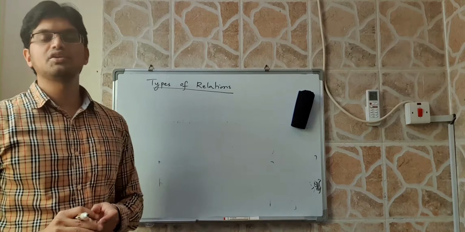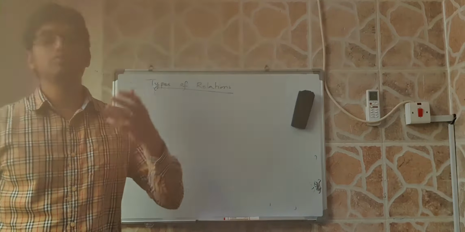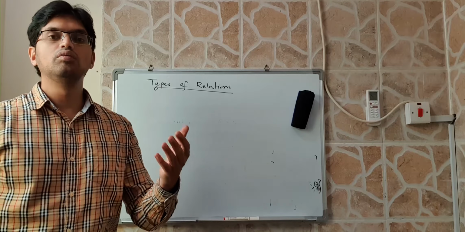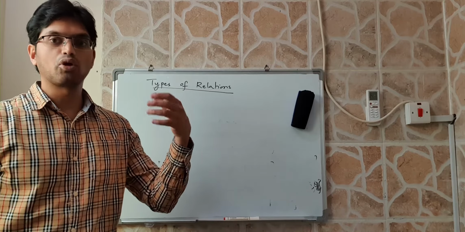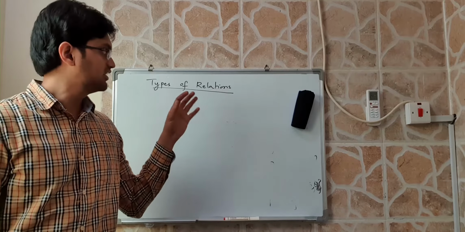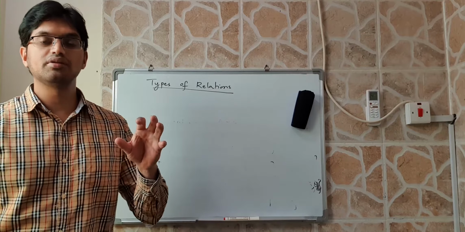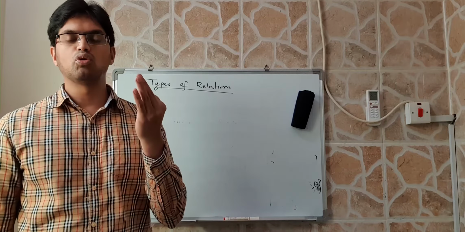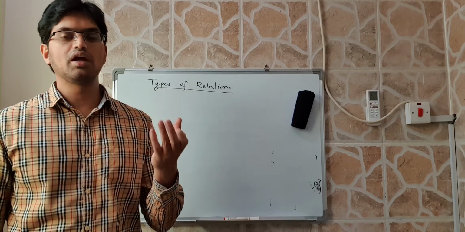So types of relations: we will take a subset of A cross B and then check some properties based on these types of relations. Based on these subsets, there are three most important relations that we have to look at.